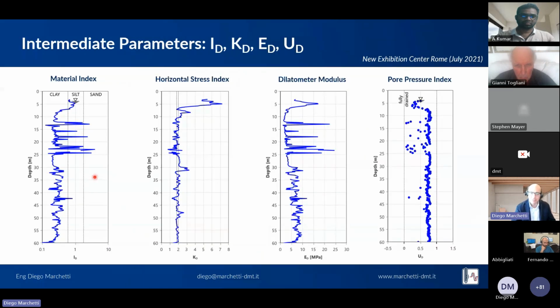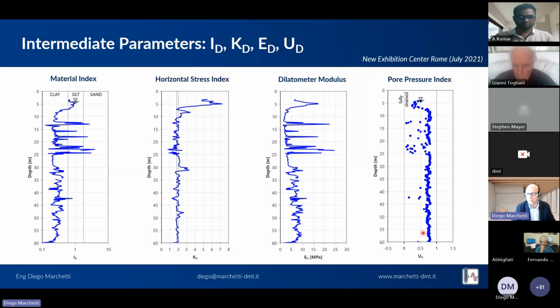And these are the intermediate parameters, where the ID expresses the same information. Readings are close, we're in clay. Readings are far away, we are in sands, but mainly it's a clay deposit. KD shows us that KD equal to 2 is a normally consolidated clay, except for the top layer, which I cannot comment on because we don't have time.